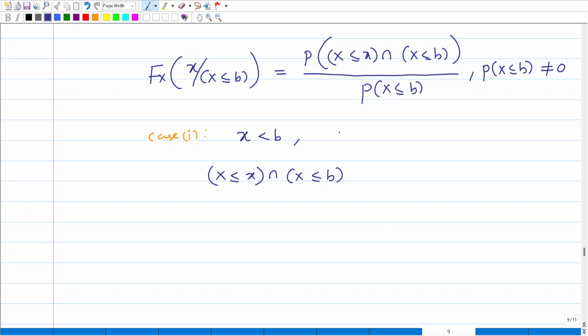Now x less than or equal to small x in this case is a subset of x less than or equal to small b. Because b is greater than x, then x less than or equal to small x will be a subset of x less than or equal to small b. Then the intersection between these two, or the joint event x less than or equal to small x intersection x less than or equal to b, will be x less than or equal to small x.